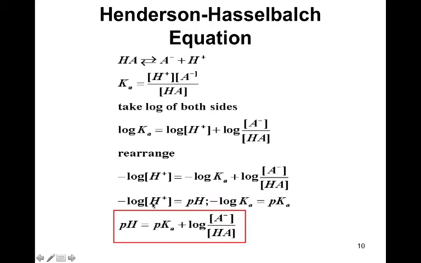Now, the negative log of H plus is equal to pH, right? And the negative log of Ka is equal to pKa. So essentially, if you substitute these in this equation, what you get is pH is equal to pKa plus the log of the concentration of anion to the concentration of unionized weak acid.